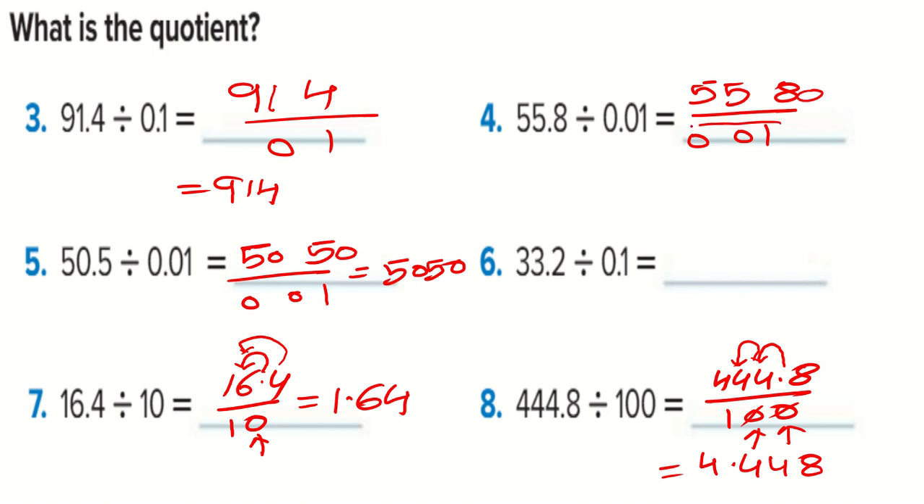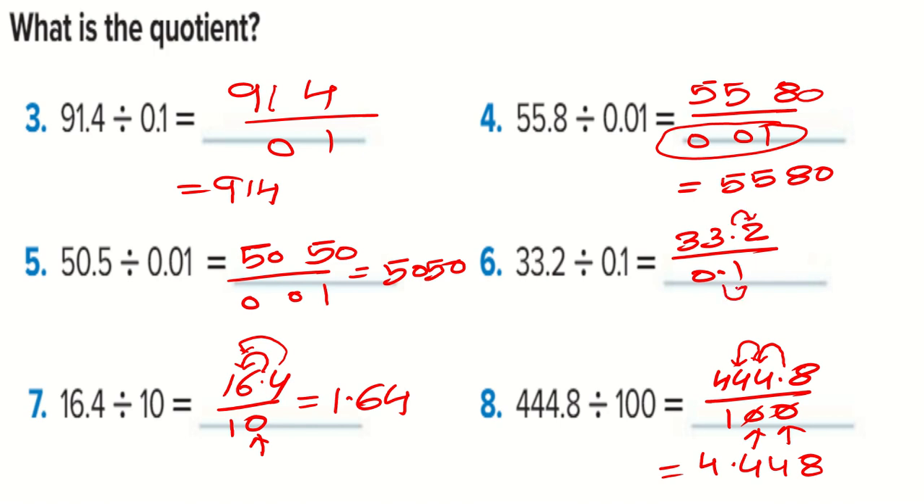In the denominator, we have only 1 now. So the answer will be 5580. This will be the answer. Next is 33.2 divided by 0.1. So luckily we have the same number of decimal places here. Here also one place, here also one place. So cancel the decimal point here and here also cancel. So what answer will you get here? 332. This is the answer.